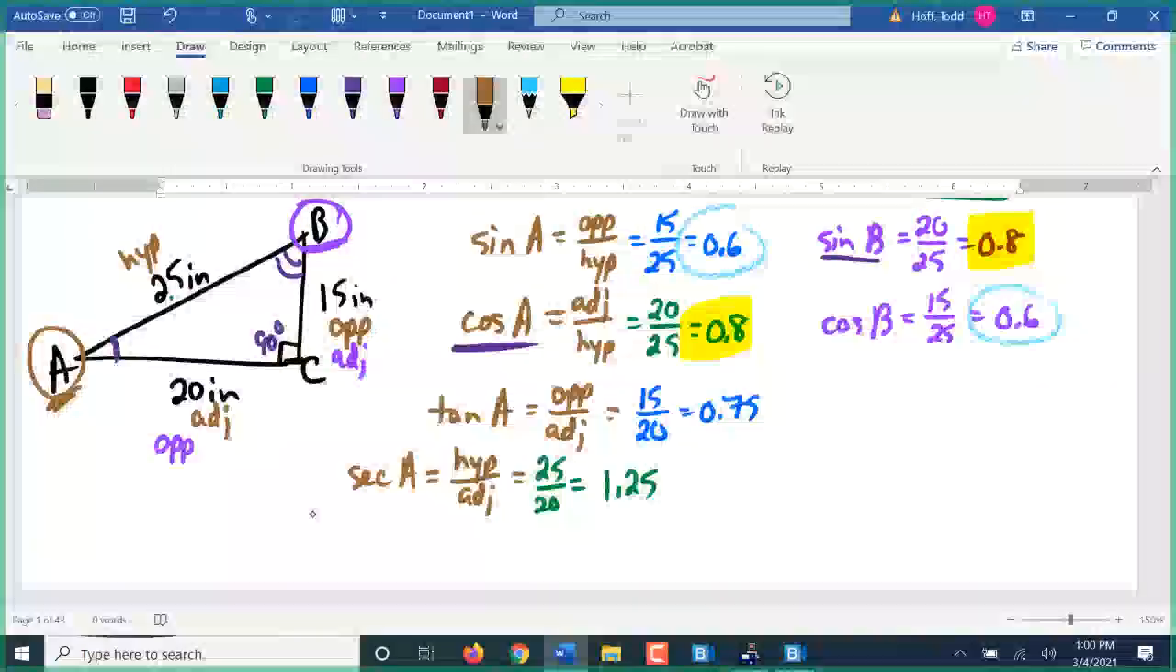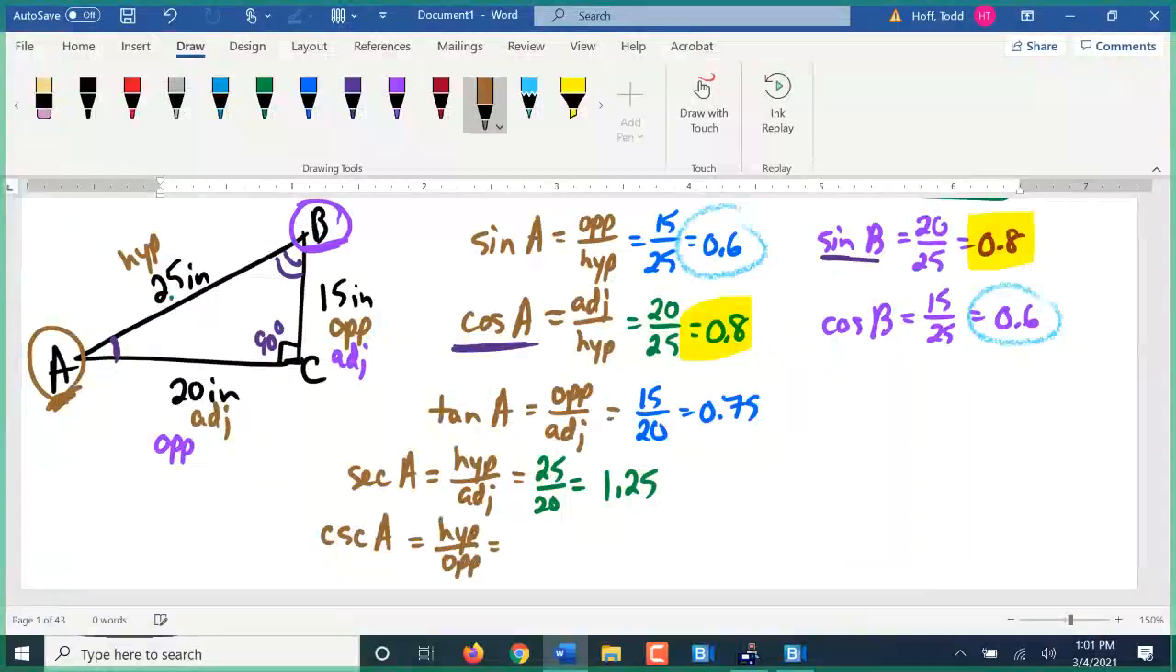The cosecant of angle A. Cosecant is hypotenuse over opposite. So the hypotenuse is still the 25. The opposite is the 15. 25 over 15 is 1.667 is my cosecant for angle A.